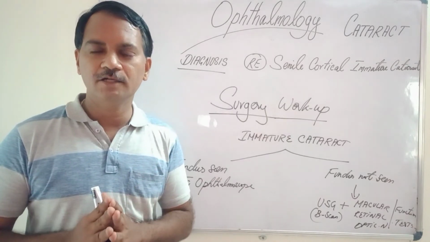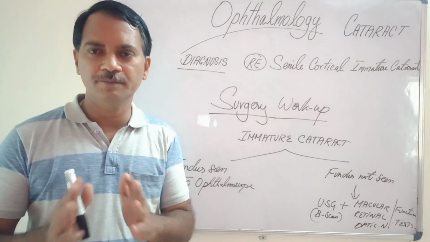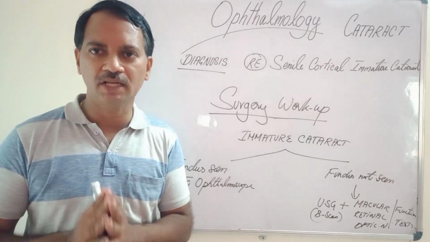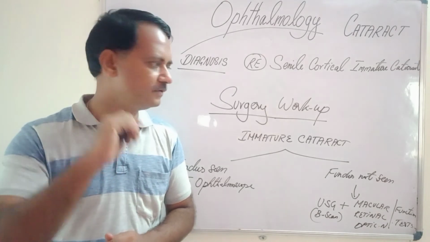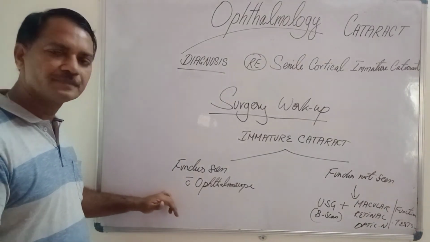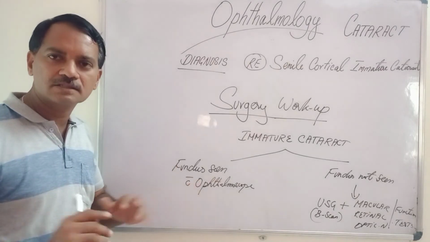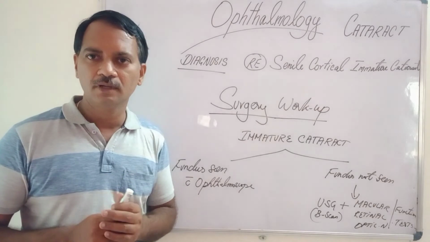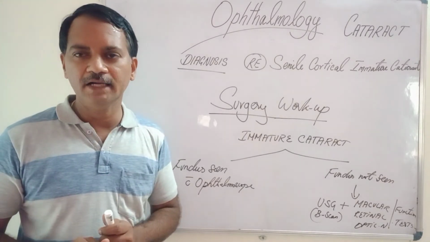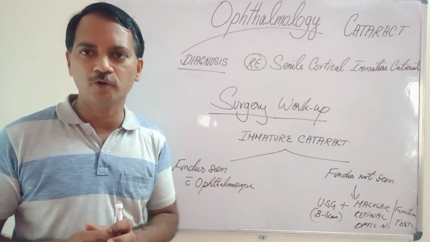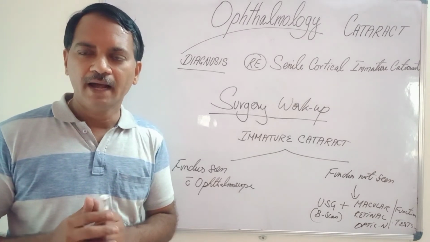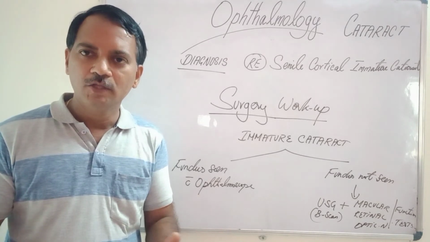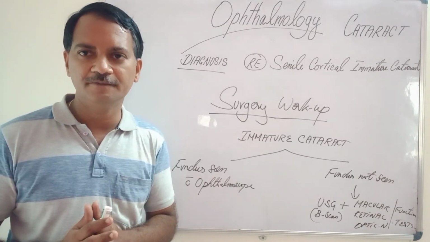If it is decided to do surgery for a case of immature cortical cataract or grade 1, 2 and 3 nuclear cataracts, there are two situations. One is that the cataract is not so dense and the fundus can be clearly seen with an ophthalmoscope. You do ophthalmoscopy and you are able to clearly see the retina, macula and optic nerve, and they are very much normal, then you can proceed with the surgery.